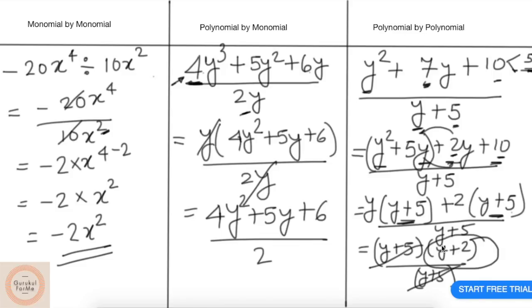So we saw how a polynomial can be divided by another polynomial in an algebraic expression. So thank you very much.